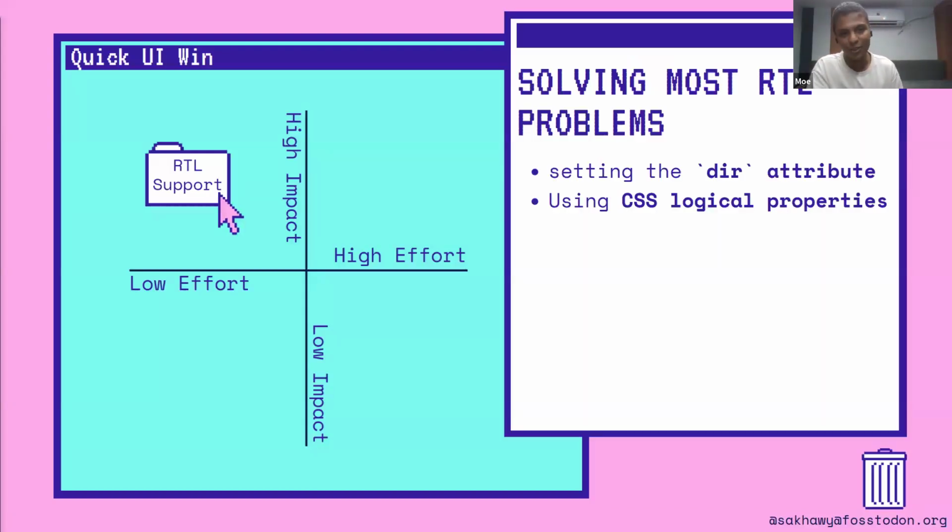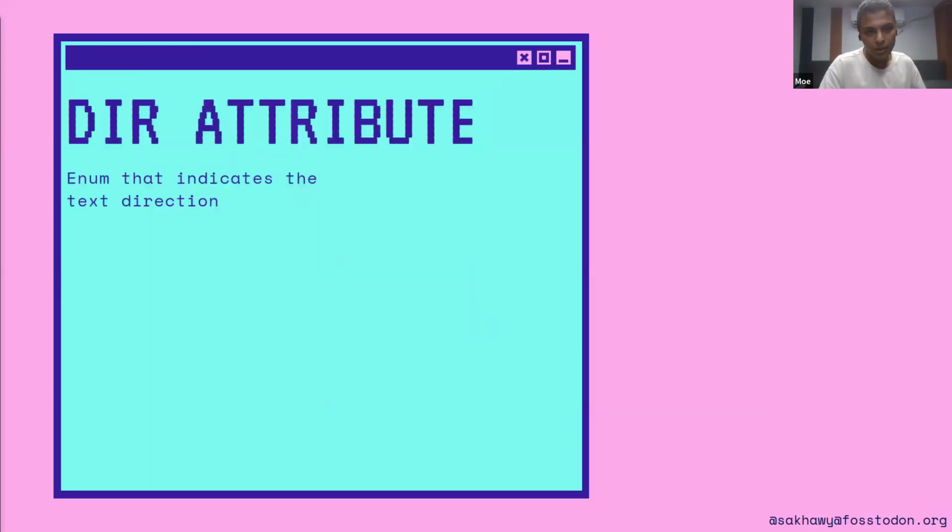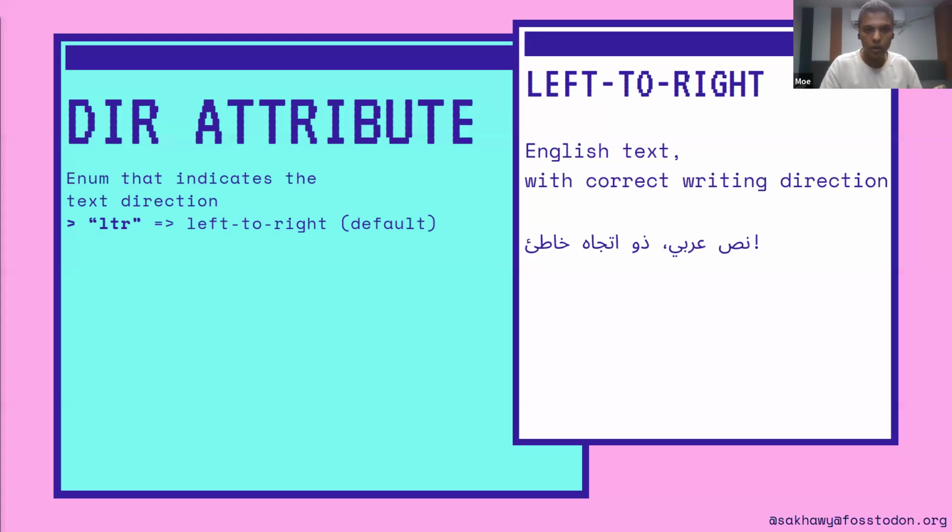To back my low effort statement, this is how you would solve most RTL styling problems. You just have to set the HTML dir attribute and use CSS logical properties. So what is this dir attribute? What does it do? Well, it's an enum that indicates the base writing direction for a given HTML element or the whole HTML document. And it has three values. The first one and the default one is LTR, or left to right. The second one is RTL, or right to left, and the third one is auto.